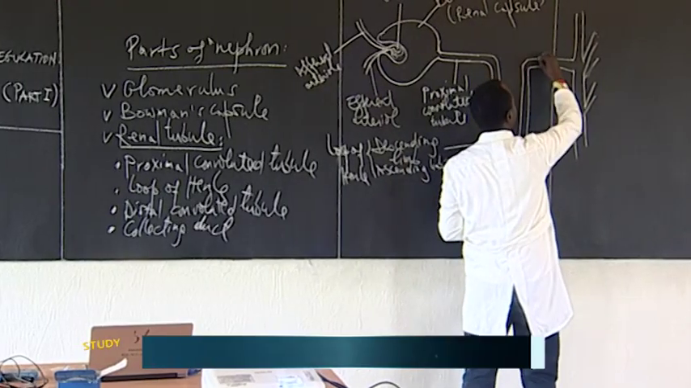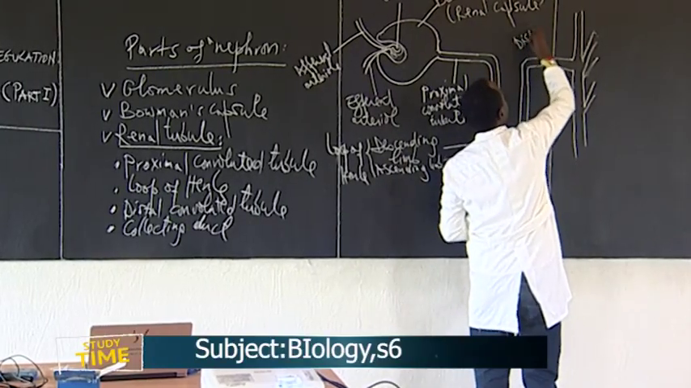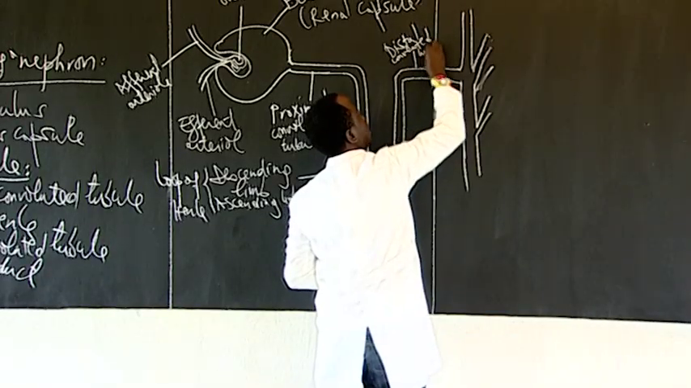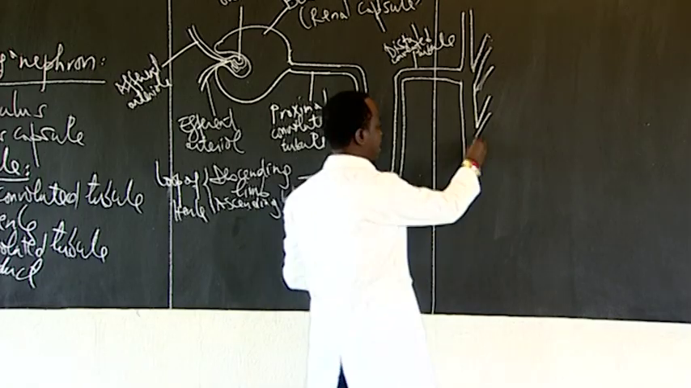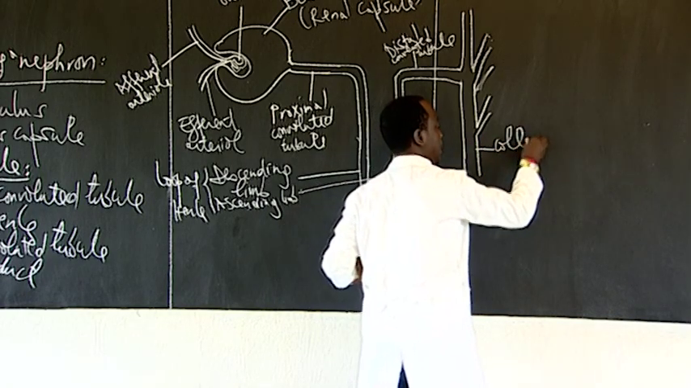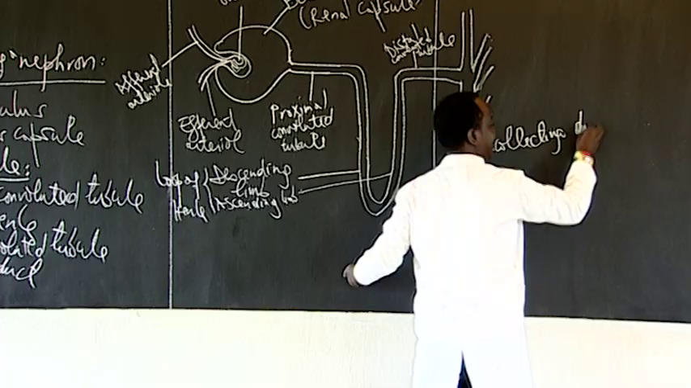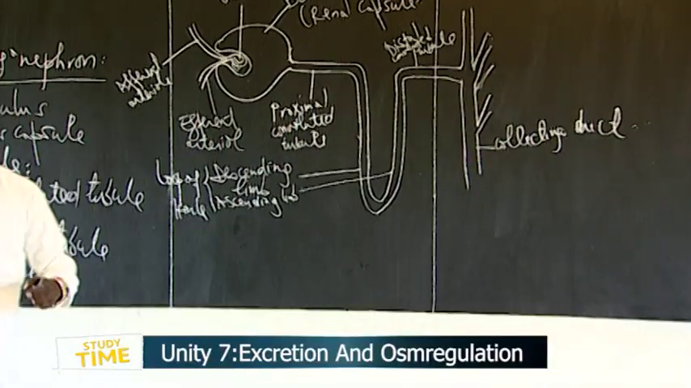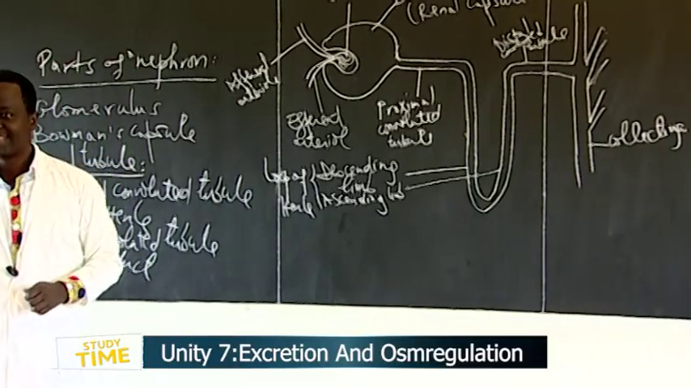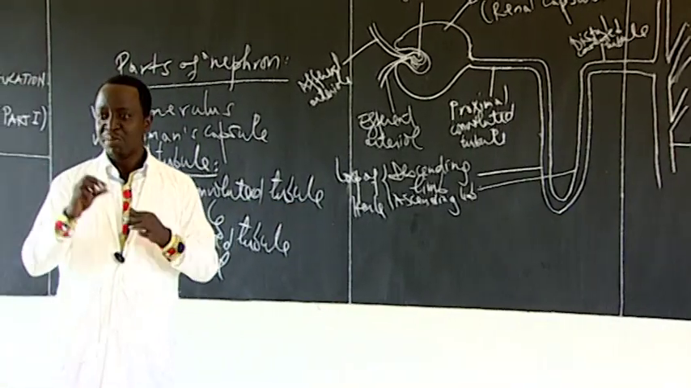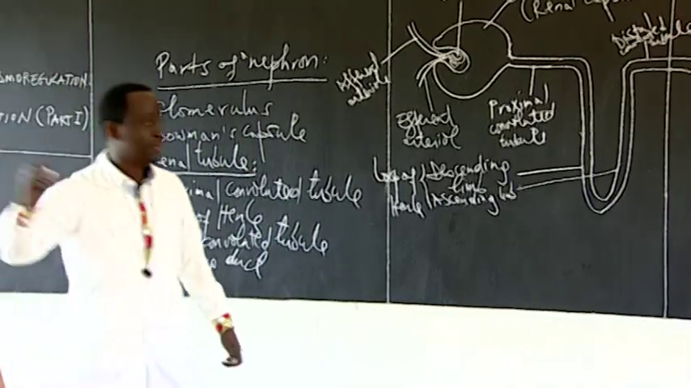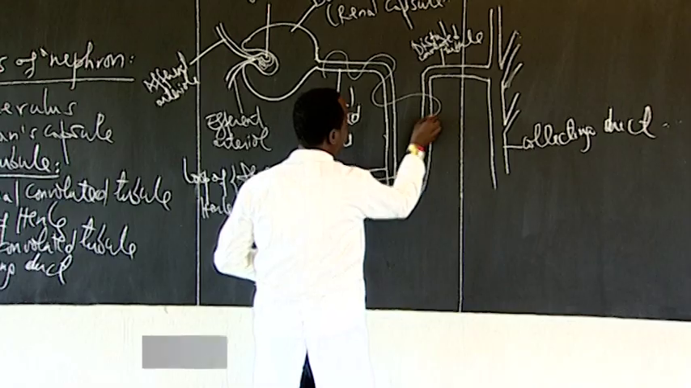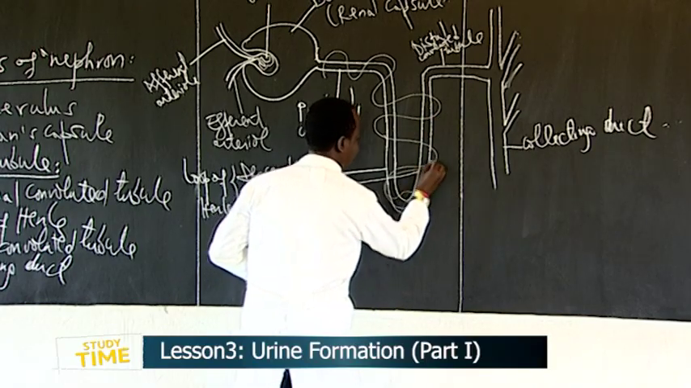Then here we have the distal convoluted tubule. And then here we have the collecting duct. This is our nephron. And then don't forget that this renal tubule is surrounded by capillaries. Here we have capillaries that surround this.